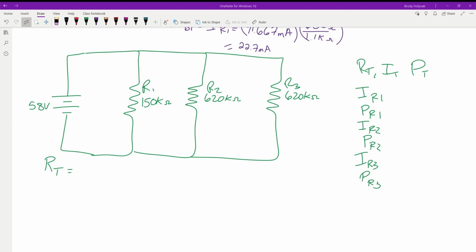Carson, you are up first. We want to solve for our total. How do we go about doing that? So when we do this, we should expect to see a value less than 150K to start with.